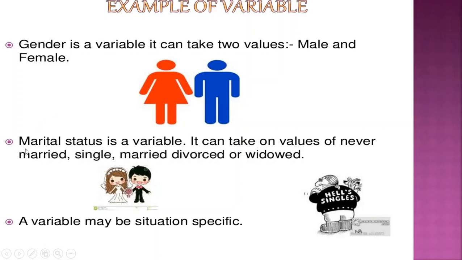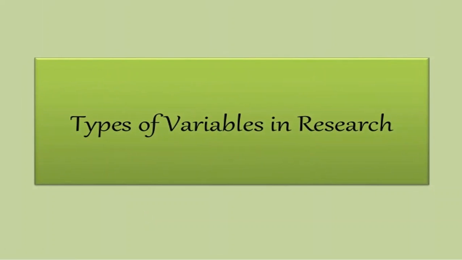Now, marital status is a variable. It can take on values of never married, single, married, divorced or widowed. You see, we say that sometimes a person is single, married, or divorced. So this is what a variable may be; it can also be situation specific. So this is the example we have kept in front of you.